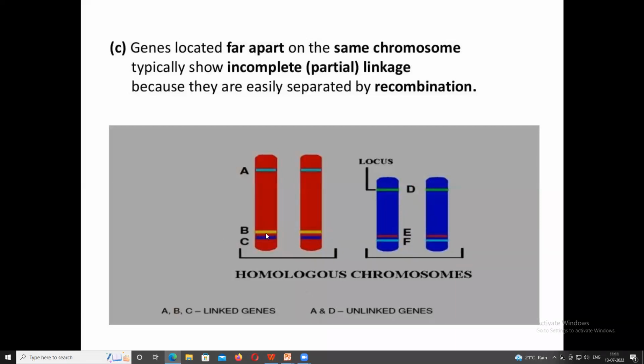Can anybody separate these genes? No. So these are going together to the next generation. That is why these genes are called linked genes. On these chromosomes, what are the linked genes? This set, what are the linked genes? E and F.